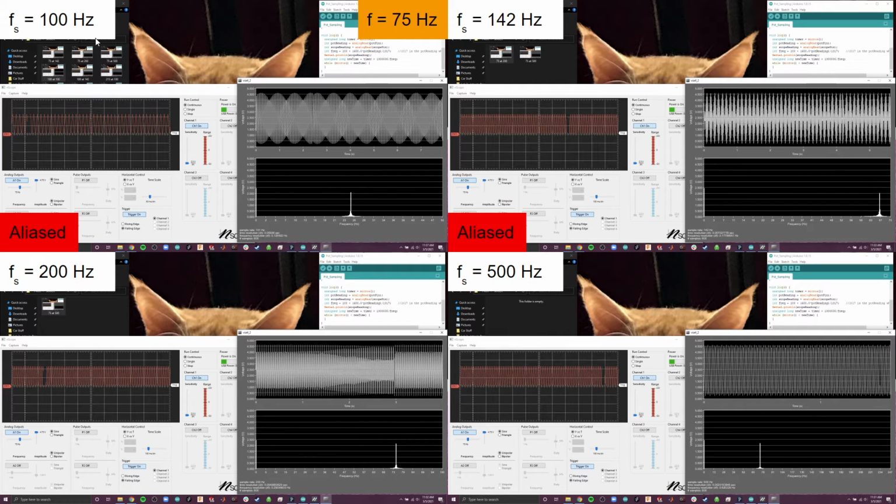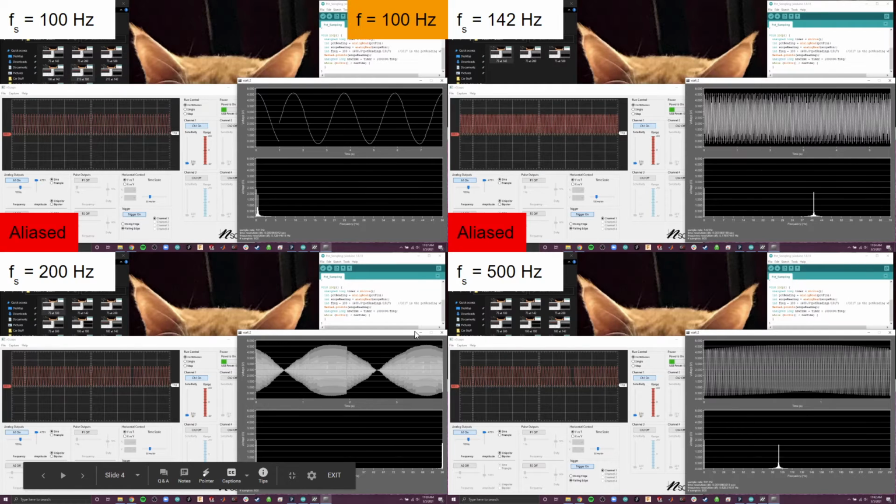So this is with an input signal of 75 hertz. With a sampling rate of 100 hertz, we see that we have aliasing because we would expect a 75 hertz peak, but we get one at like 25 instead. Same thing with 142. We don't quite get it at 75. It's more like 66. And with 200 and 500 hertz, we get the expected output. So there's no aliasing there.